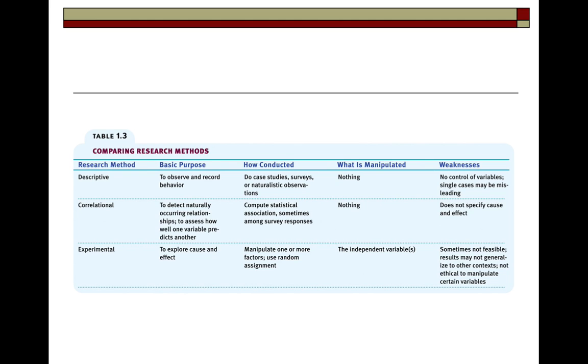And that's where you manipulate a factor using random assignment. You manipulate the independent variable. The downside is that sometimes you can't generalize your findings to other contexts, or that it's unethical to manipulate certain variables.